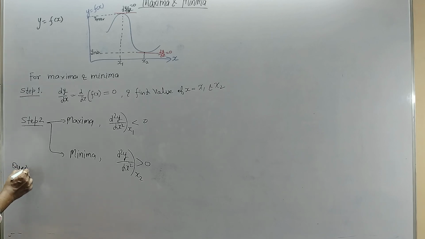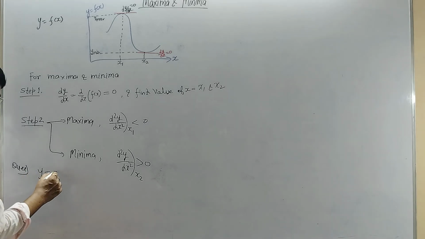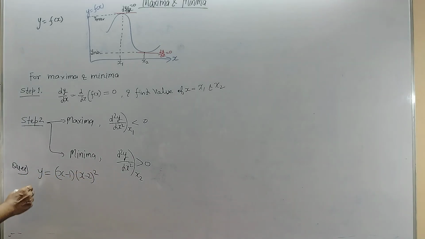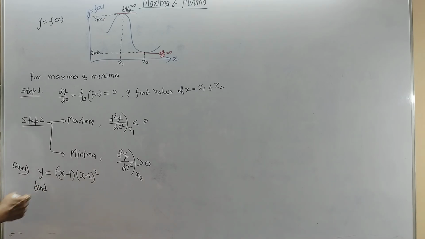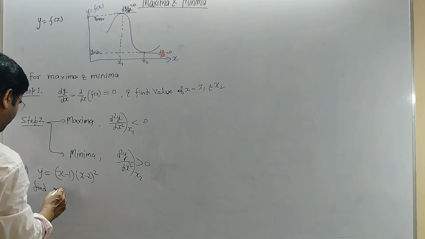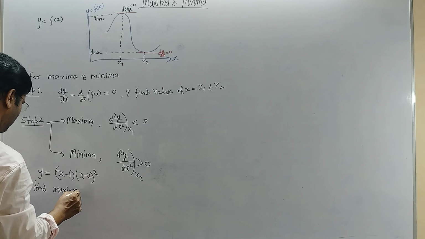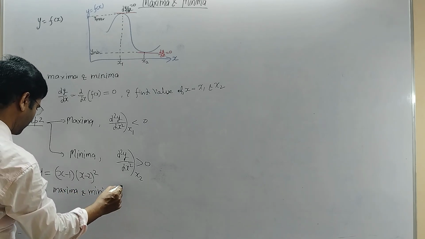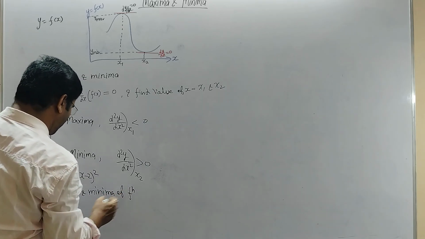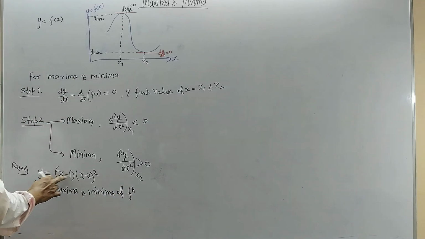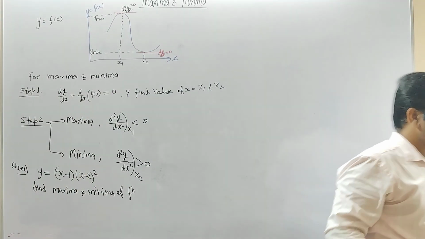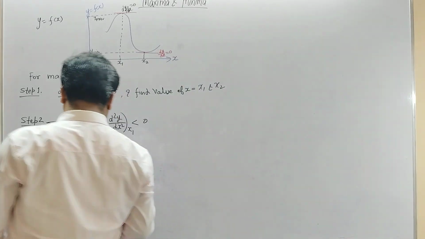Okay, I'm saying that if there is a function, let's take in general (x minus 1)(x minus 2) whole square, find maxima or minima of the function. Okay, maxima will be here. If I put infinity, it will be infinity. So maxima will be infinity, minima we will calculate. So here, find minima of the function.